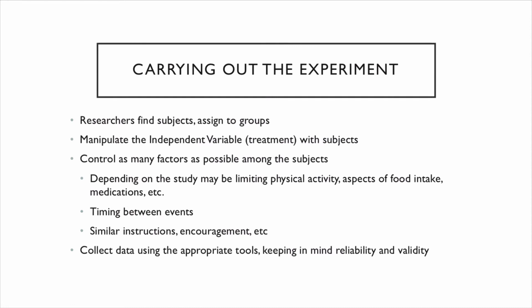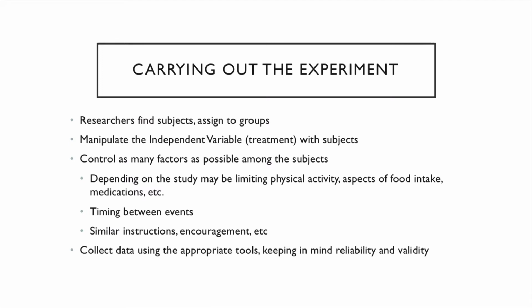Carrying out the experiment involves a number of steps. The researchers will find subjects. They will assign the subjects to groups, as we've said. They'll develop their hypotheses and so on. And then we manipulate the independent variable, the treatment, with the subjects.